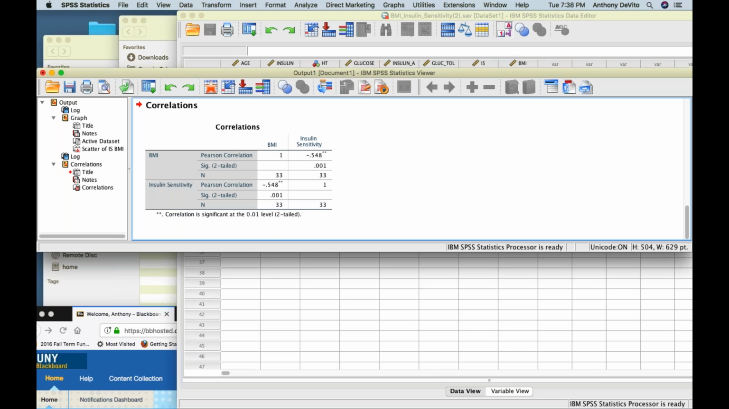So 0.55 is a pretty good correlation, but it's a negative number. What does that mean? It's sloping downwards. It means it's a negative association. As one goes up, the other one goes down. As your BMI goes up, your insulin sensitivity goes down. In other words, your body is less and less able to metabolize sugar properly, right? You're not as sensitive to insulin. Okay, so notice that, like everything else, it repeats it twice. Insulin sensitivity compared to BMI gives you the same number, and when it compares it to itself, you get 1.